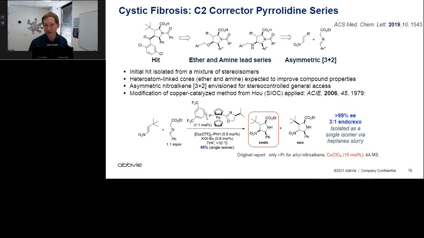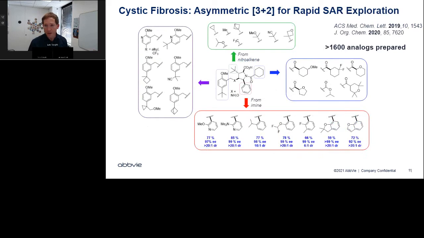Fortunately, we found conditions that were quite similar to what was reported here, although we switched from perchlorate to triflate counterion, cut down the catalyst loading by a factor of 20, and found that utilization of a catalytic amount of base was highly effective at modulating this reaction. It gave excellent ee and reasonable endo/exo selectivity, with endo isomers that could typically be separated very, very easily from the exo. So this proved to be a remarkably general reaction.